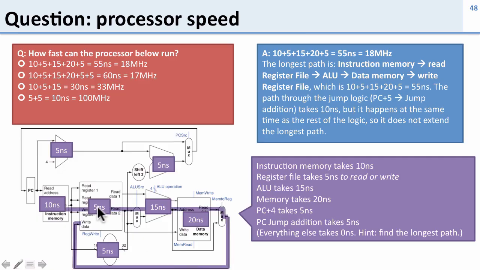It goes from the instruction memory through reading the register file, the ALU, accessing the memory, and then finally writing back to the register file. So that's 10 plus 5 plus 15 plus 20, and then another 5 to write back into the register file.